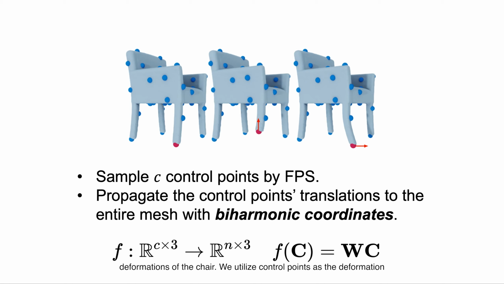We utilize control points as the deformation handles. Specifically, given a mesh, we first sample C control points by furthest point sampling. We propagate the control points translations to the entire mesh by leveraging the linear Biharmonic coordinates.